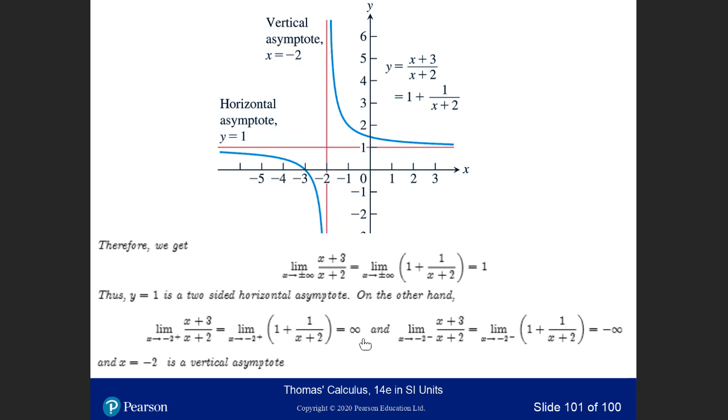And this actually shows, whether x goes to plus or minus infinity doesn't make any difference. This is equal to 1 because this goes to 0. When you approach minus 2 from the right-hand side, that's plus infinity. If you approach from the left-hand side, minus infinity. So we have a vertical asymptote at x equal to minus 2 and one horizontal asymptote, which is y is equal to 1.